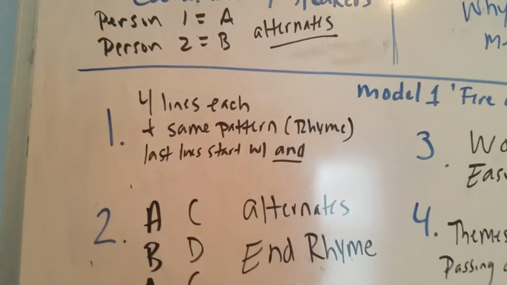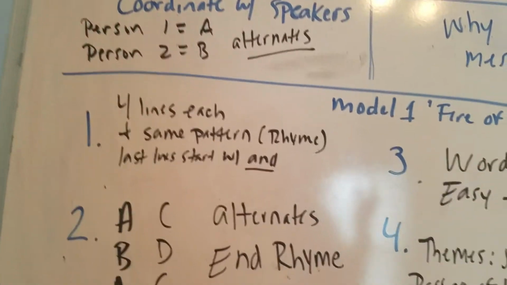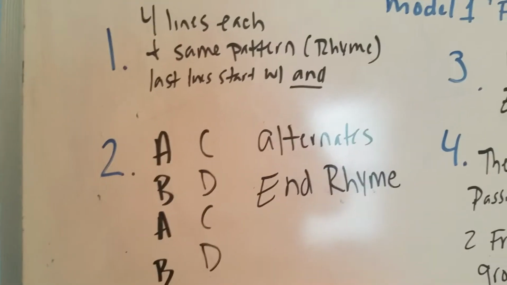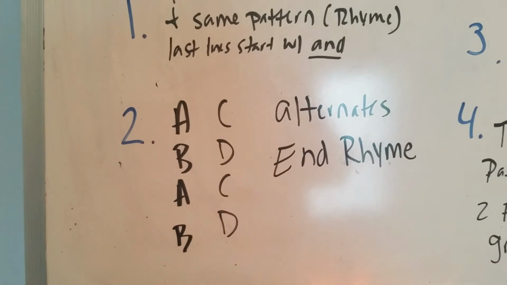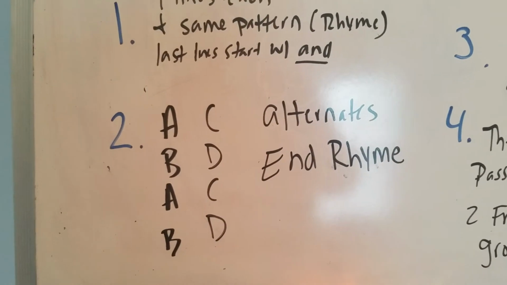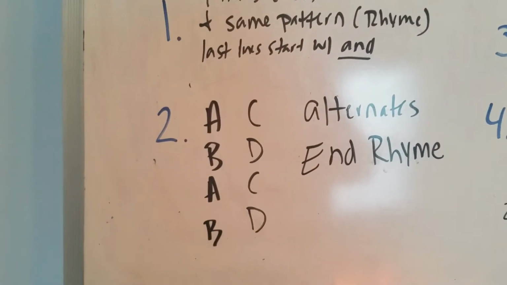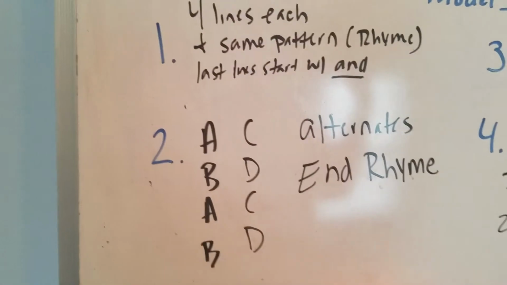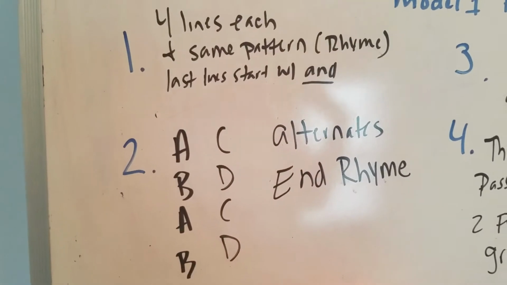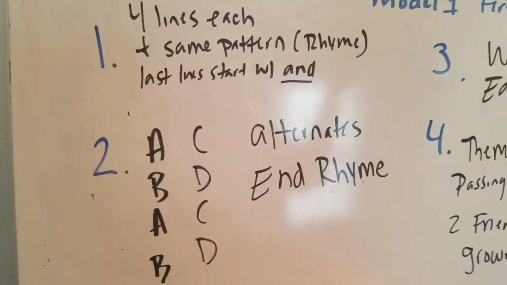And then question 2 asks, well, what is that rhyme scheme? In the first stanza, you have A, B, A, B. It's an end rhyme, so the last words of the lines rhyme. And then the second stanza has the same pattern, but it's C, D, C, D, because the rhyme switches.